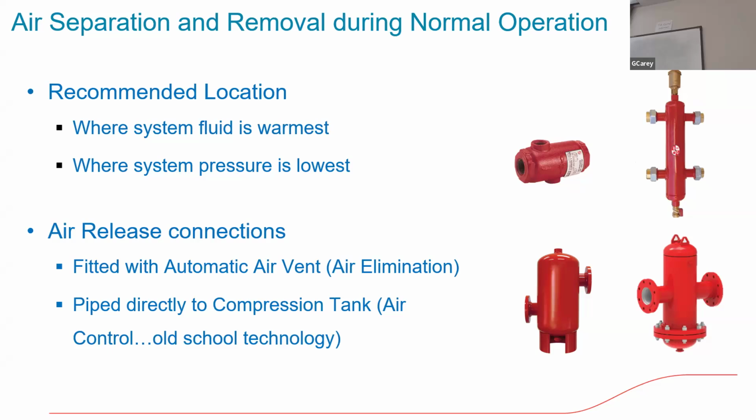Where do we put this stuff? Where do we put our air separator? Where is it recommended? Where the system fluid is the warmest, because based on that old chart I just showed you a while ago, the warmer the water, the less air that water can hold in solution, so it's going to come out. So when it comes out in bubble form, we want a device to catch it. So where the water is warmest and where the system pressure ideally is lowest.